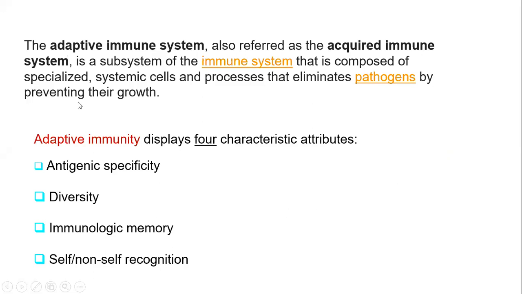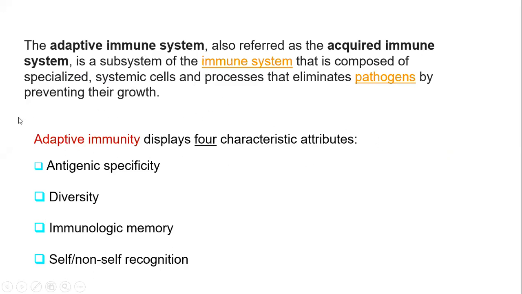So we are going back into the adaptive immune system, definition-wise. The adaptive immune system, also known as the acquired immune system, is a subsystem of the immune system that is composed of specialized systemic cells and processes that eliminate the pathogen by preventing their growth and protect us from the disease. So the adaptive immune system is defined by this.